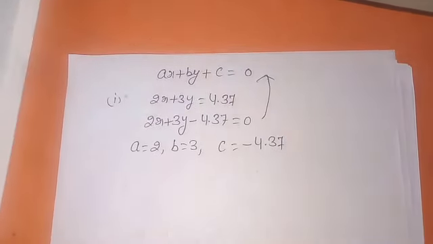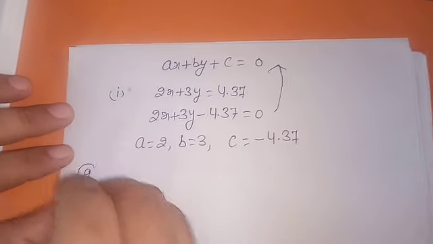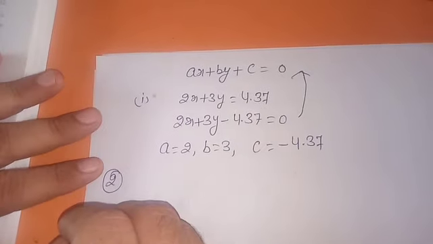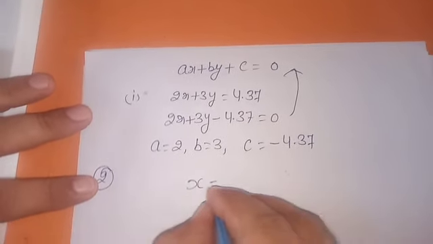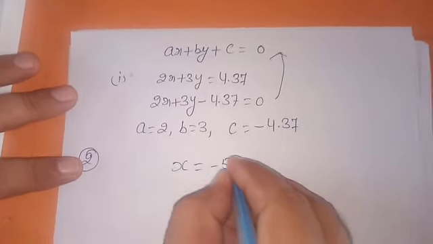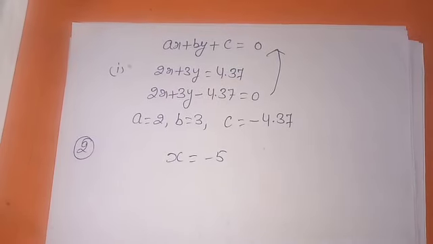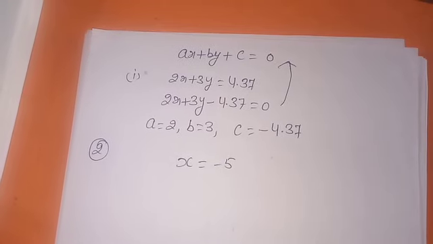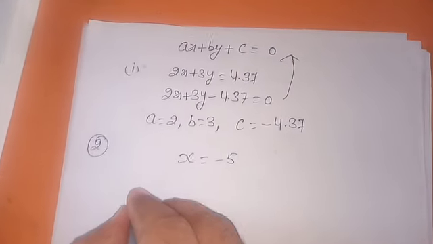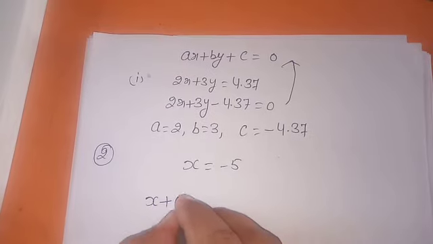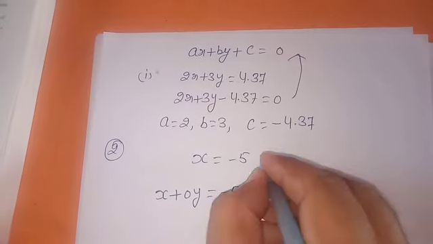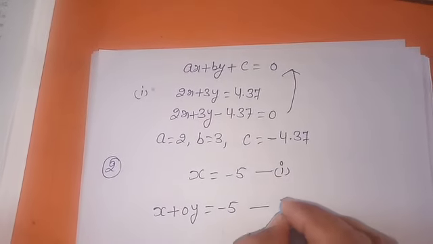Question number 2 given, example number 2 you can say, write each of the following as an equation in 2 variable. This given, x is equal to minus 5. So here what is telling? How can you convert the linear equation in 1 variable into 2 variable? So how can you convert? I am telling, I can write this x plus 0 into y is equal to minus 5. This is equation first, this is equation second.